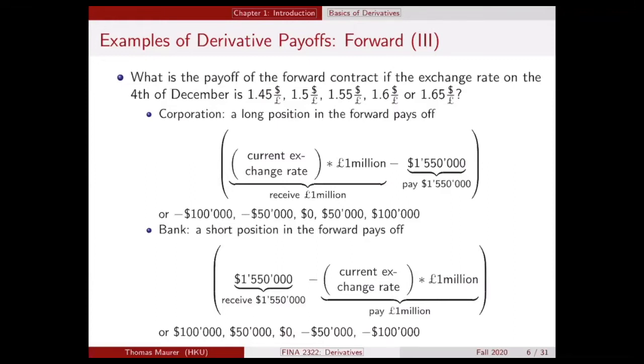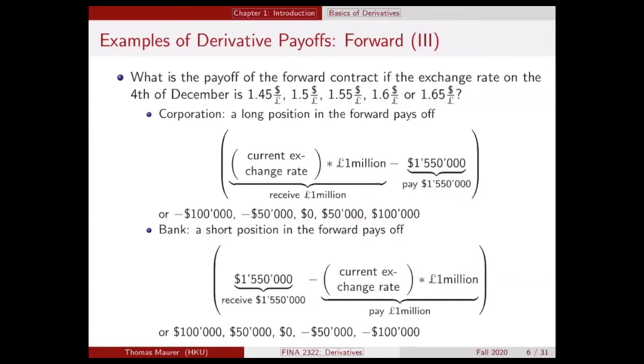What if the pound actually appreciates against the US dollar? Let's say it's worth $1.6 per pound. Well, now that's good news for the corporation, because now the 1 million pounds which they receive is worth 1.6 million US dollars. They pay that fixed price of 1.55 million US dollars. That means their payoff is positive, it's 50,000.